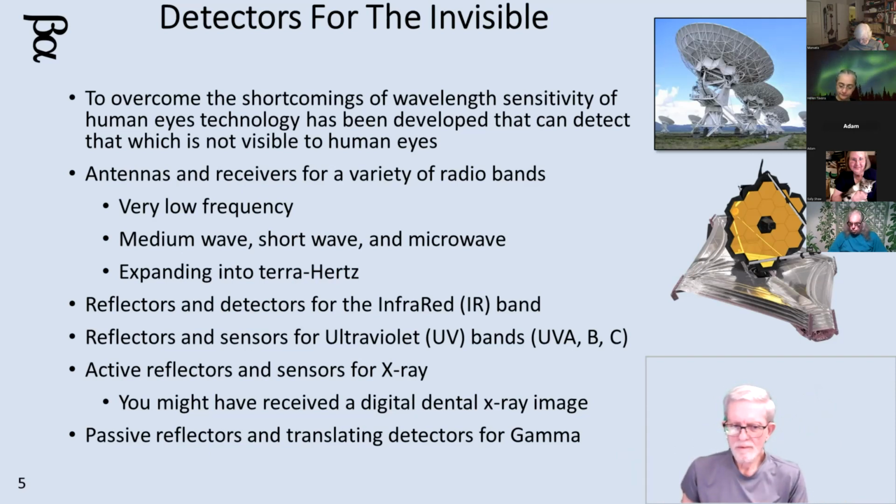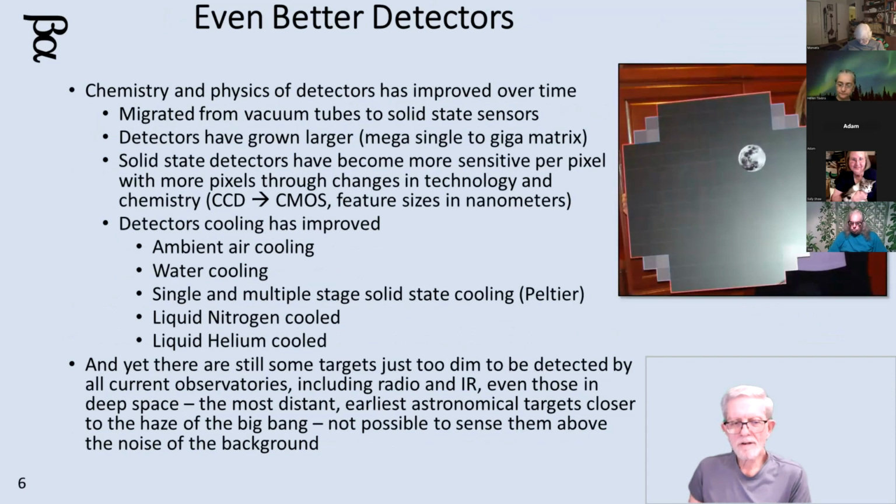But we're also not only improving the sensors, we're also improving where we put them to get a better view on things. And you can see the James Webb Space Telescope there. And here's an improvement.